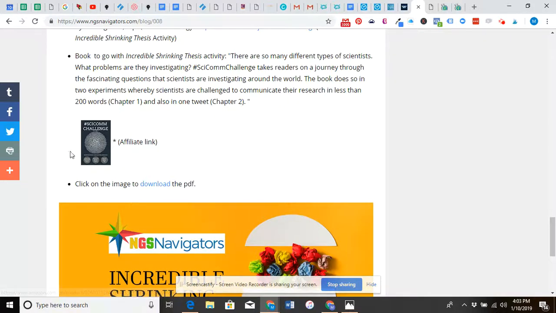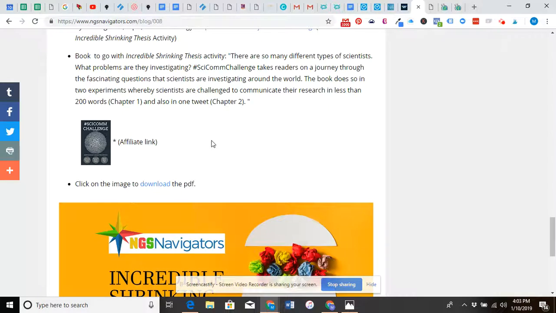But anyways, this book, SciComm Challenge, there was a challenge out on Twitter for science researchers to communicate their research in less than 200 words. That'll be in chapter 1 of this book. But also chapter 2 has scientists who summarize their research in one tweet. So that might be a good resource to share with your students as well.